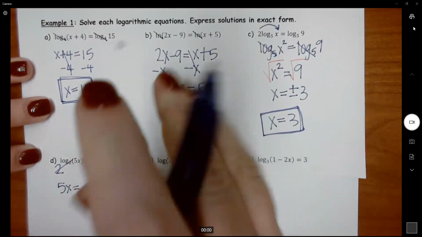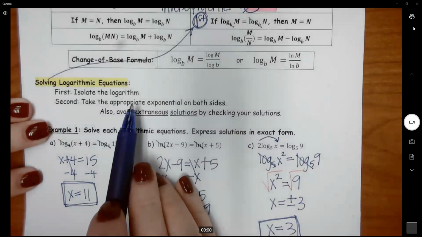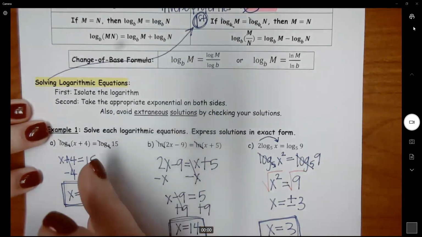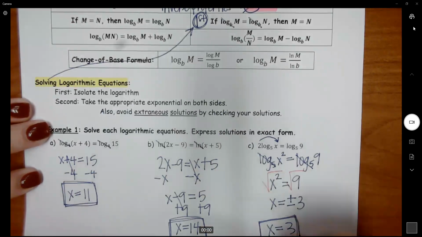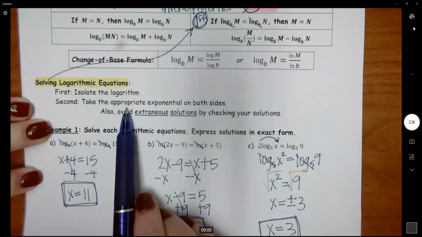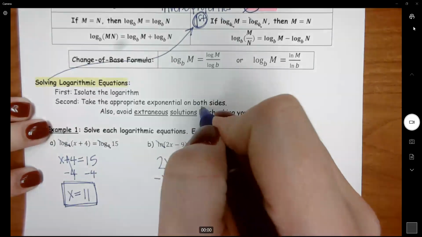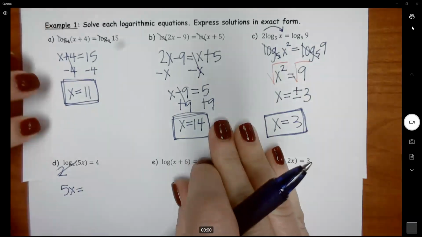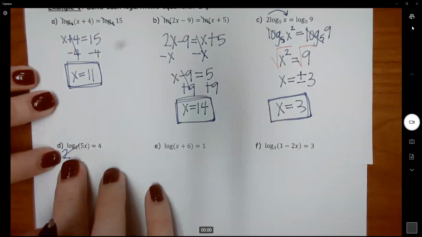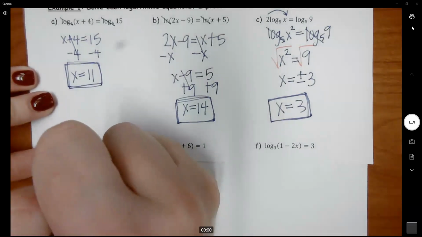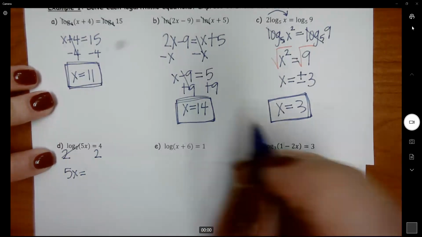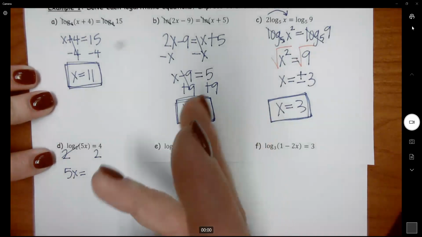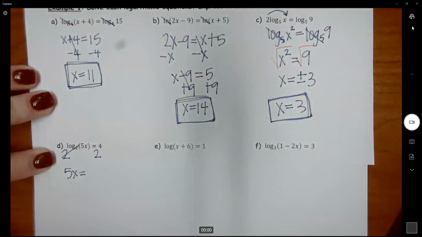Now we are not done, because just like adding and subtracting, multiplying, dividing, squaring, square rooting, whatever you do to one side of the equation, you also have to do to the other side. So we are taking the appropriate exponential on both sides. So if I am raising this one as an exponent with a base of 2, then this one's also going to have a base of 2. And so 2 to the 4th power: 2 times 2 is 4, times 2 is 8, times 2 is 16.